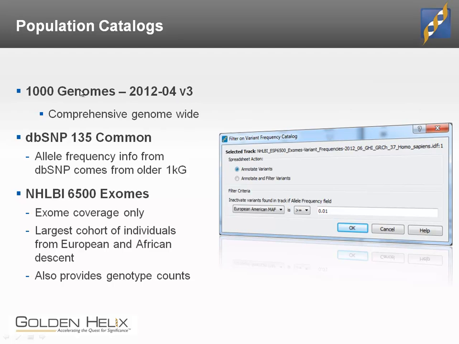There's also dbSNP, probably the longest running catalog of known variants, and it also has population information in it. But it is worth noting that most of that population frequency actually comes from older versions of 1000 Genomes. So if you filter by dbSNP at a frequency level, you're essentially filtering by a 2011 release of the 1000 Genomes frequencies.